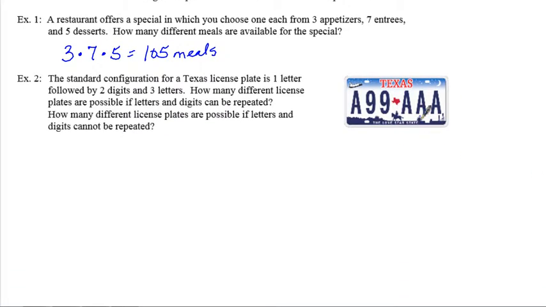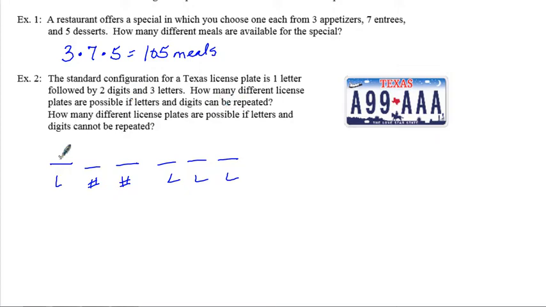On the next example, we're talking about Texas license plates. We want to know the different ways that you could have a Texas license plate, how the different letters and numbers could be combined to produce one license plate. The license plate can have 1 letter followed by 2 numbers followed by 3 letters. The first question asks, how many different license plates could you create if you are allowed to repeat letters and digits? So let's do this option first.